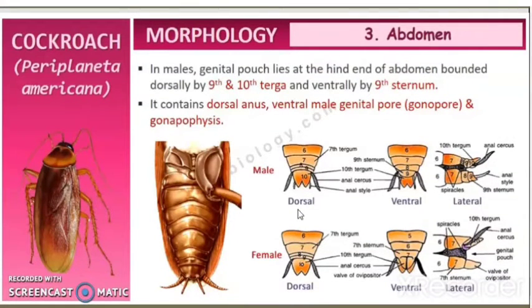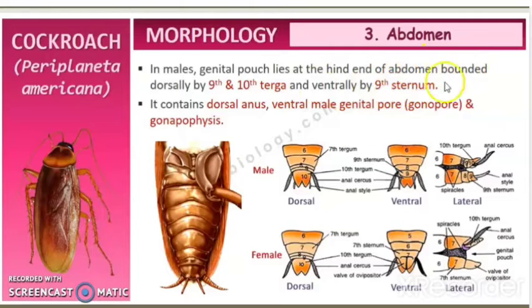Right, so in males we find that the genital pouch or chamber lies at the hind end of the abdomen, bounded dorsally by the 9th and 10th terga and ventrally by the 9th sternum. So how is the male genital pouch? You can see it in the male portion here. Where is the genital pouch, children? We find the genital pouch at the hind end portion of the abdomen.